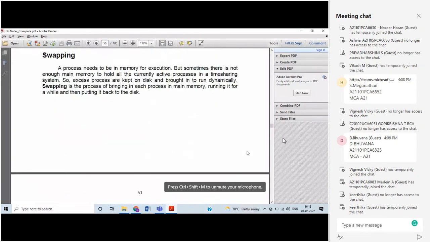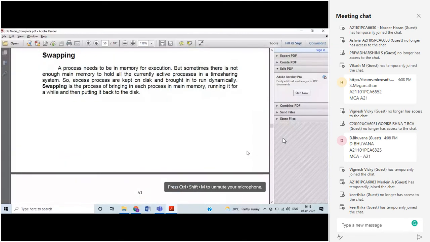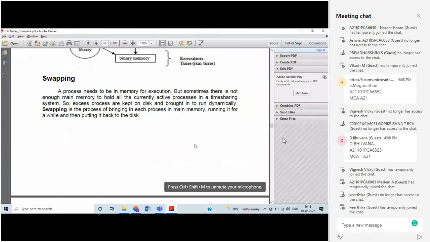So இது ஒரு 2 marks question மாதிரி அவ்வளவுதான். Next வந்து swapping concept. Okay, so what do you mean by swapping?